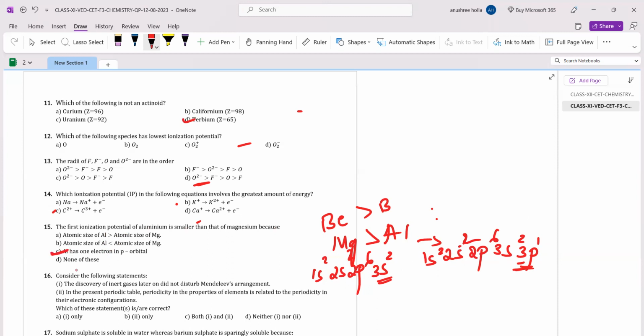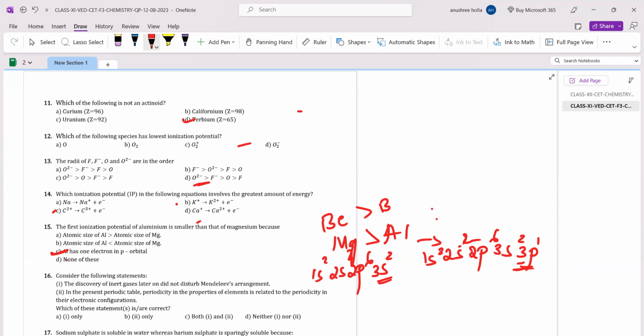Okay, yes. So next question, consider the following statements. The discovery of inert gases later on did not disturb Mendeleev's arrangement. I don't think so, right? So, I mean, this is a right statement. If you observe Mendeleev's periodic table, yes, he gave a place for the noble gases also in this periodic table. So that statement doesn't make any sense.